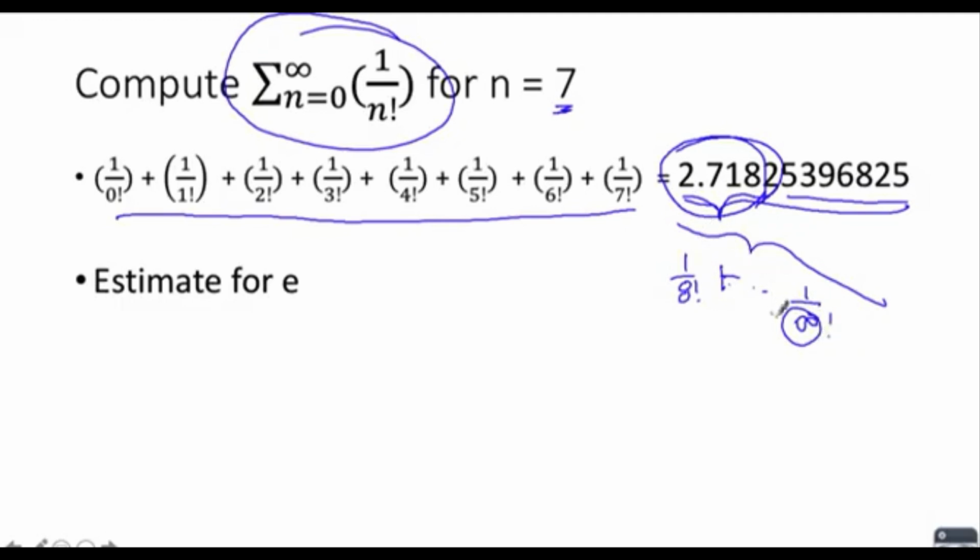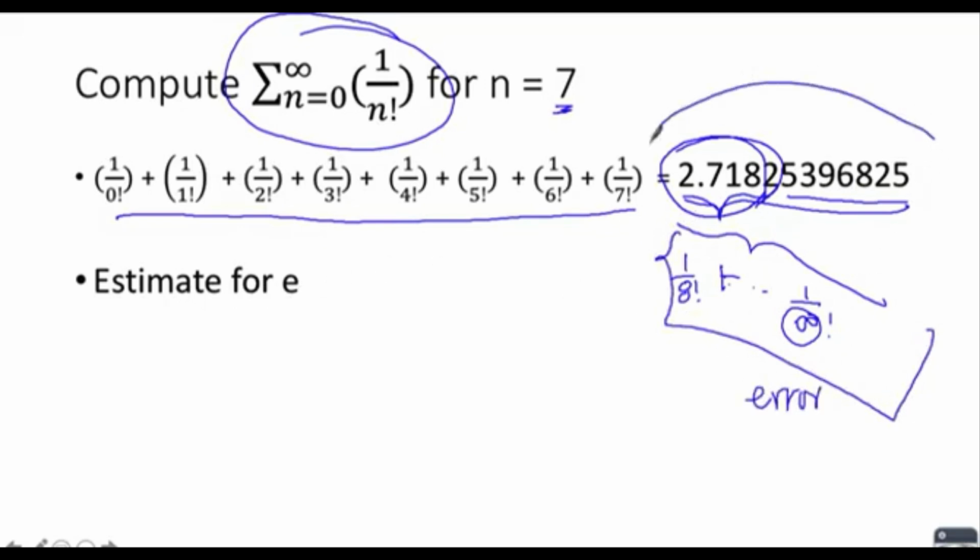If we are going to include all of this, then that would be the exact or the true value of e. But since we omitted all those other terms, then these other terms would comprise our error. So this is our estimate, and the other terms that are not included would be our error. But how big is this error?